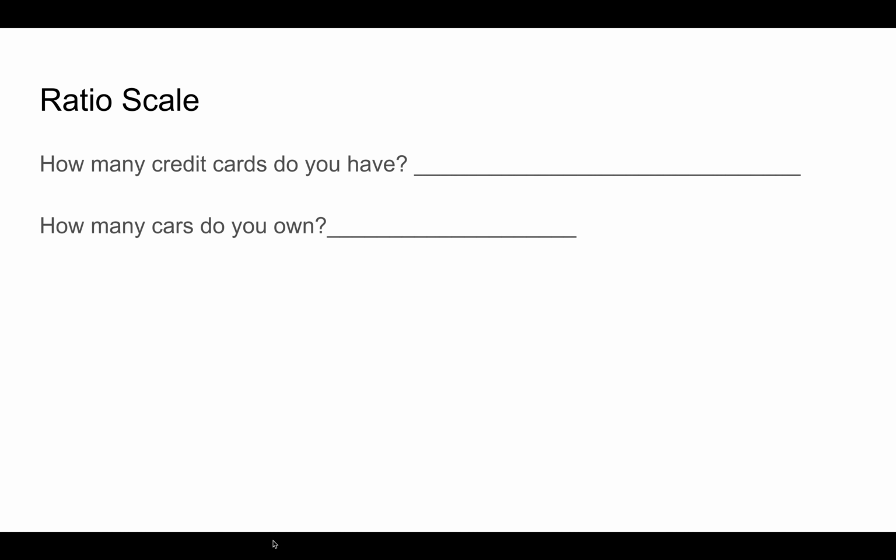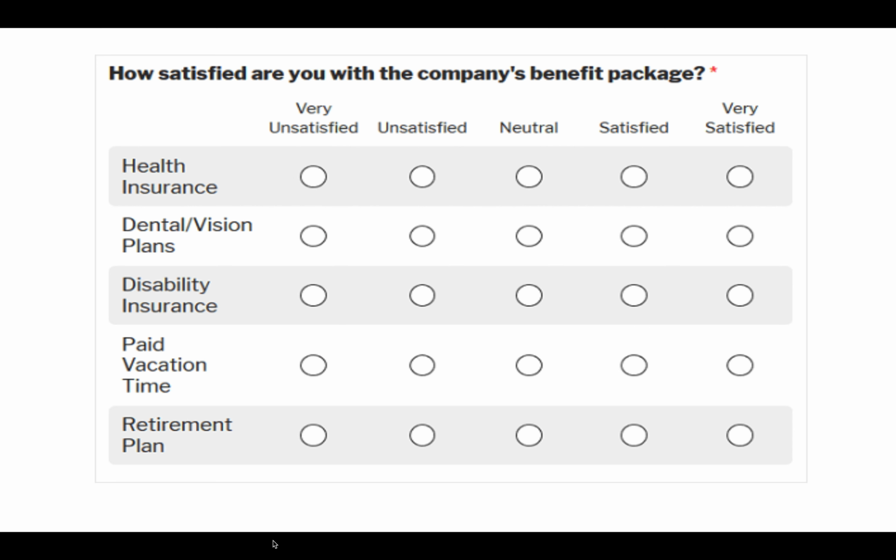And finally, the ratio scale. A ratio scale is a numbers-based scale that has a natural 0. For example, how many credit cards do you have? The answer can be 0, the answer can be 5. So a ratio scale contains a natural 0, whereas an interval scale does not contain a natural 0. Even though some researchers think that the neutral or third option is 0, which comes close to the definition of 0 in an interval scale.